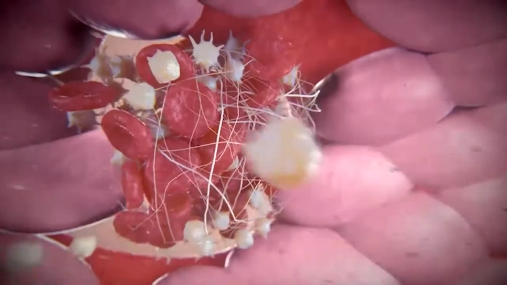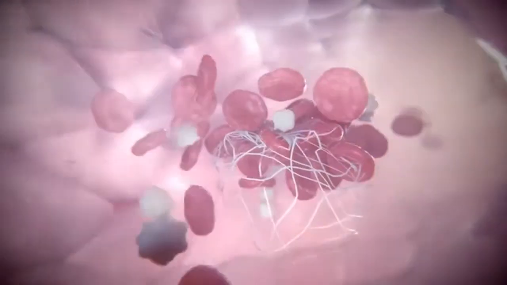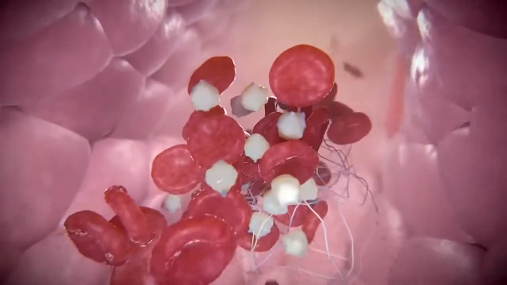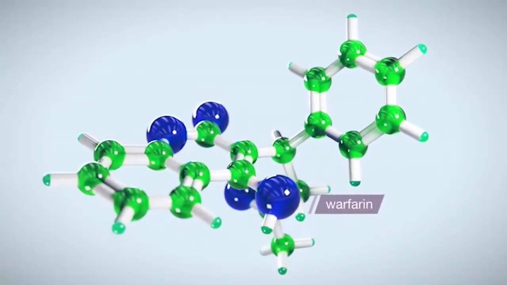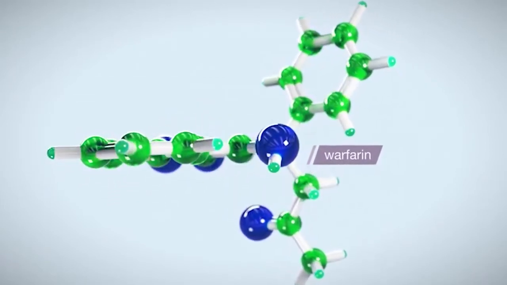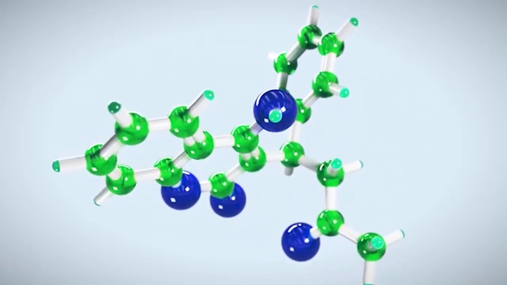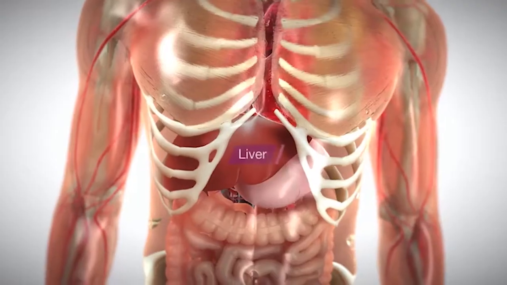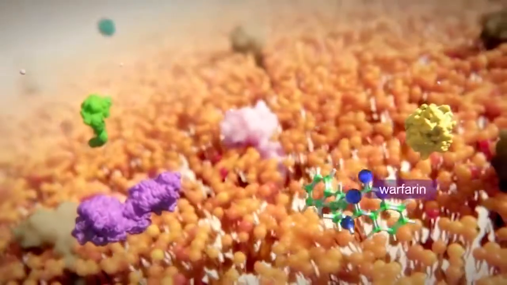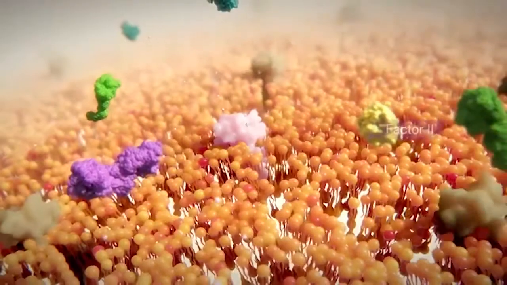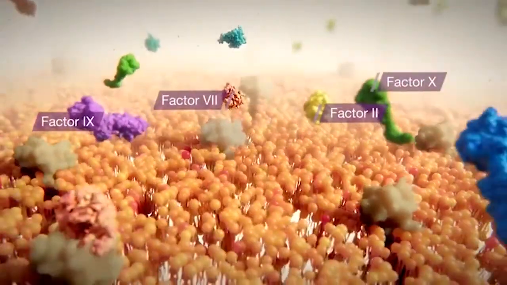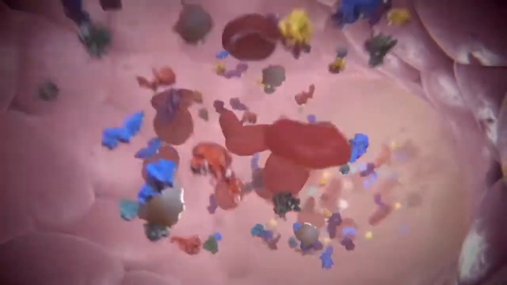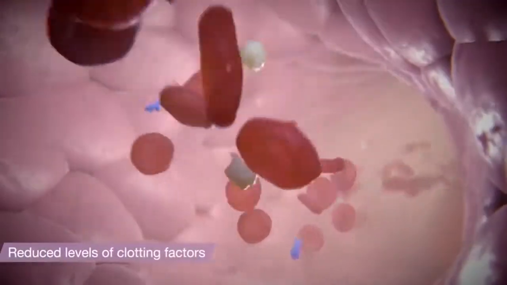When elements of the hemostatic system are deregulated, blood clots, also known as thrombi, can form, potentially leading to thrombotic complications. Anticoagulant vitamin K antagonists, VKAs, such as warfarin, are used to reduce thrombotic risk and prevent thromboembolic events in at-risk patients. In the liver, warfarin blocks the enzyme that is essential for the synthesis of 4 key clotting factors, 2, 7, 9, and 10, as well as naturally occurring antithrombotic proteins C and S. As a result, the concentration of factors available in the blood decreases.